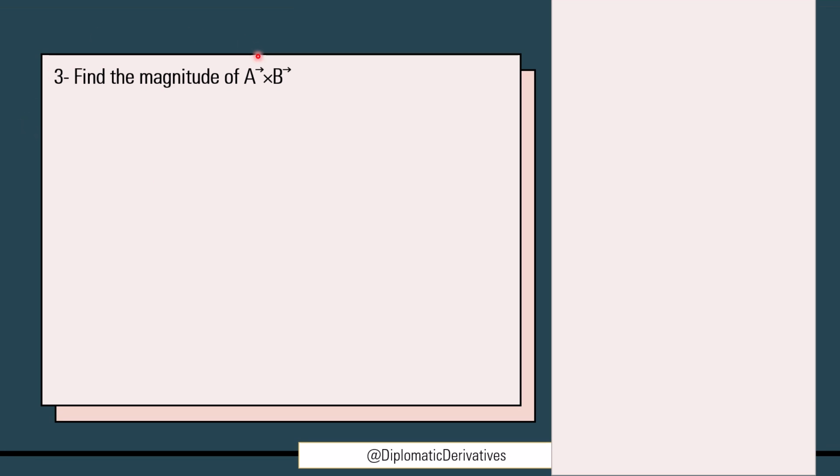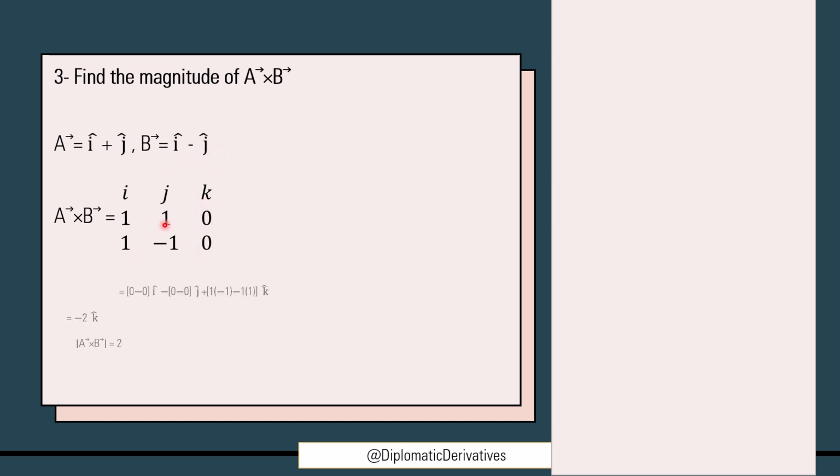Then we have, find the magnitude of A cross B. So again, we know the formula for magnitude. We have A is i plus j, that is 1i plus 1j, and B is 1i minus 1j. So we don't have anything for k, so 0, 0. First make the determinant, then use the formula. You get A cross B, you will get minus 2k. Using the formula, then take the magnitude.